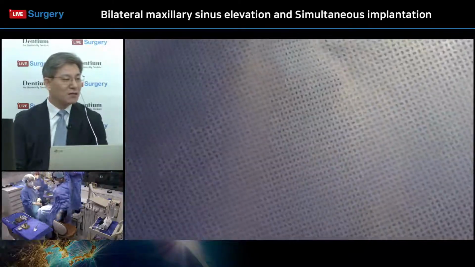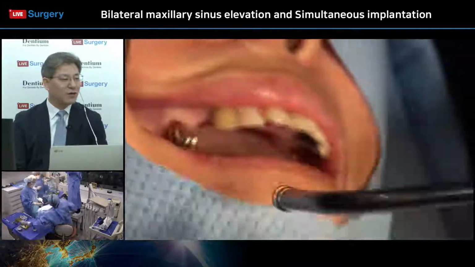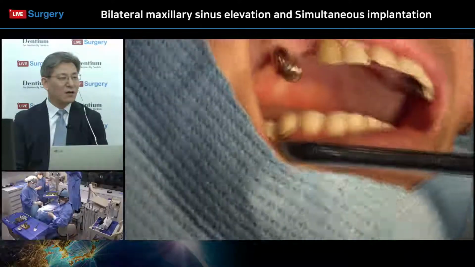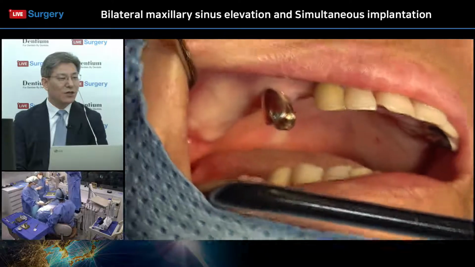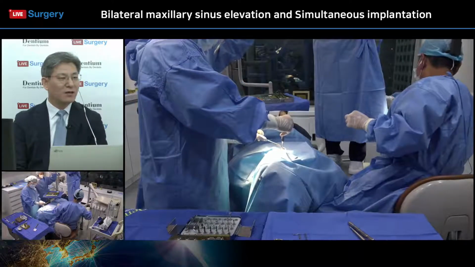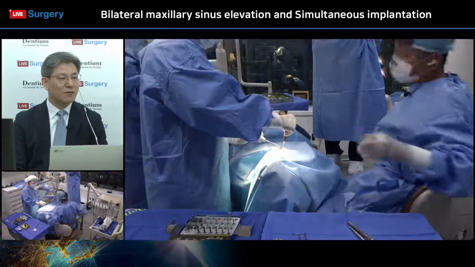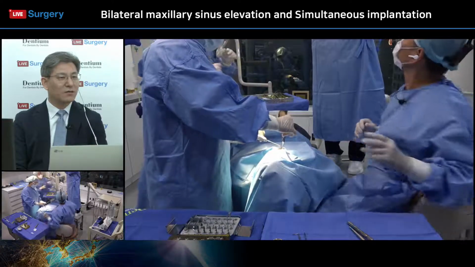In my opinion, Dr. Jung is trying to have just a small incision and a simple implantation with a small grafting, maybe.